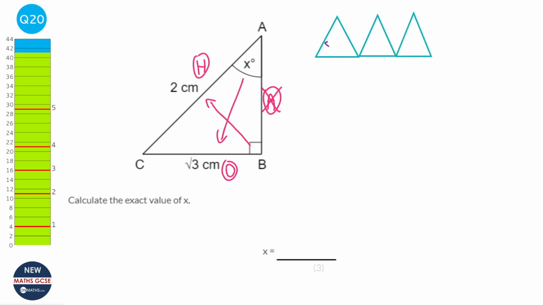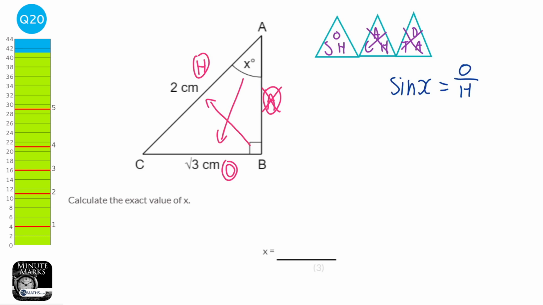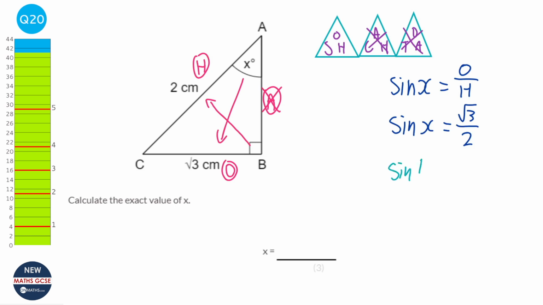And so we've got SOH CAH TOA, and we've just crossed out the adjacent, so we don't need this one and we don't need this one, and we're going to end up with SOH, which is short for sine of the angle equals opposite over hypotenuse. The angle is marked as x, so sine x equals root 3 over 2. You need to know from memory that sine 60 is root 3 over 2. And notice here that x therefore is going to equal 60.